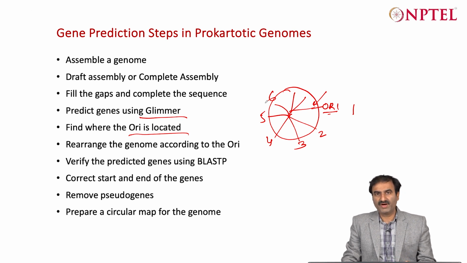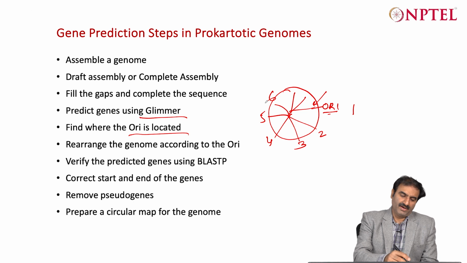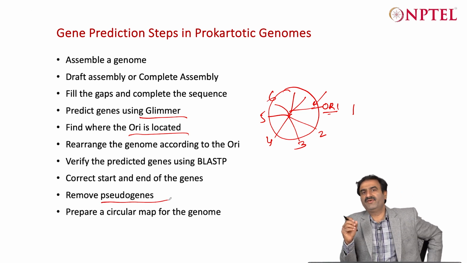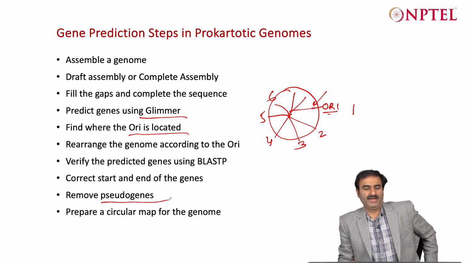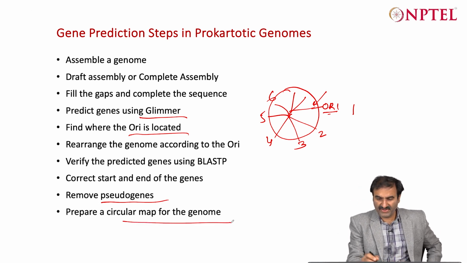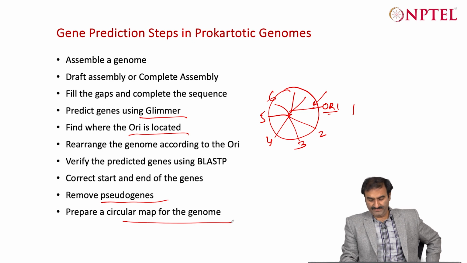Then the genes that you have found, you would like to confirm that they are real genes and not pseudogenes or artifacts, by BLAST or other software that we will see today, okay. And then also you may like to correct the start and end of the genes. Generally programs also do this, otherwise RBS Finder and similar programs can also be used for this purpose. You should remove or correctly identify the pseudogenes from the later analysis that you are going to do, right. And then prepare a circular map of the genome like I have mentioned here, right.